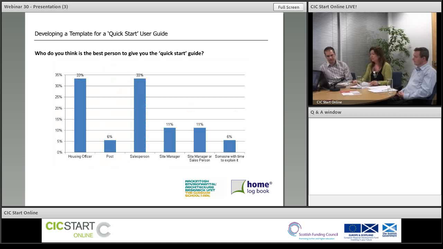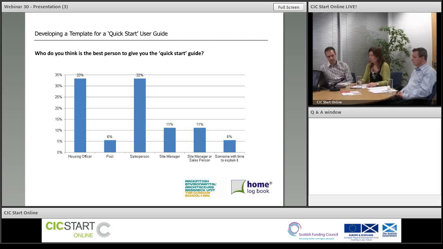The second question that we went on to ask in the questionnaire was, who do you think is the best person to give you the Quick Start Guide? And those answers varied quite significantly. Within the social housing sector, obviously the housing officer was a key person in terms of a point of contact. It was somebody that the new tenant was having a one-to-one conversation with and being shown around the house, and a lot of people felt that that was the person that should be giving them their guide. Likewise with Ogilvy Homes, it was maybe the salesperson.